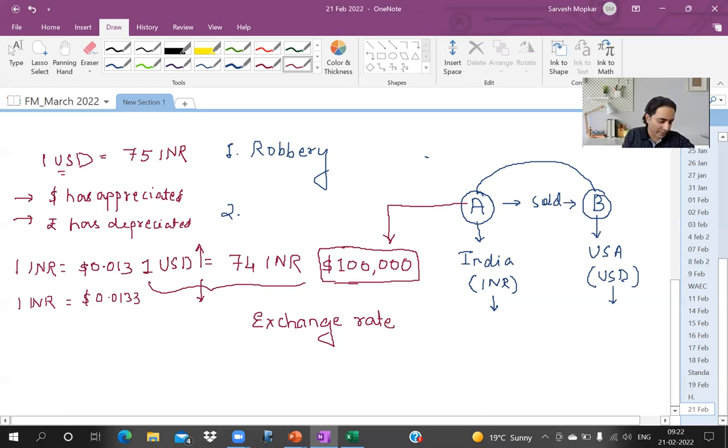So 1 divided by 75 was 0.0133. 1 divided by 74 was 0.01355. So from 0.01355, it has come down to 0.0133. That means when the dollar becomes expensive, rupee becomes cheaper. Another way of saying it: whenever dollar is appreciated vis-a-vis rupee, rupee is depreciated vis-a-vis dollar.